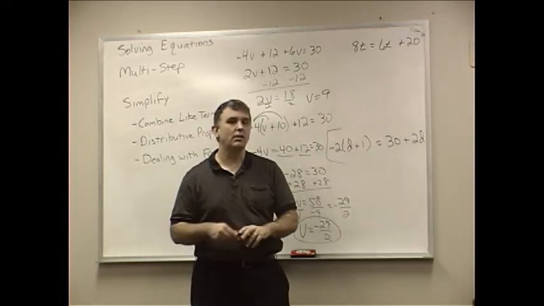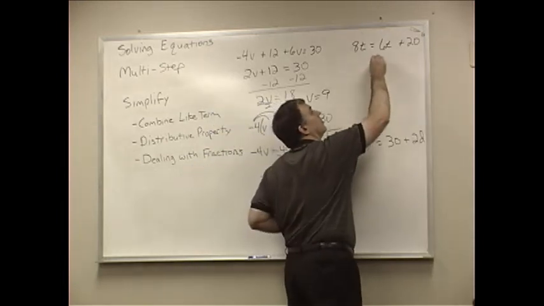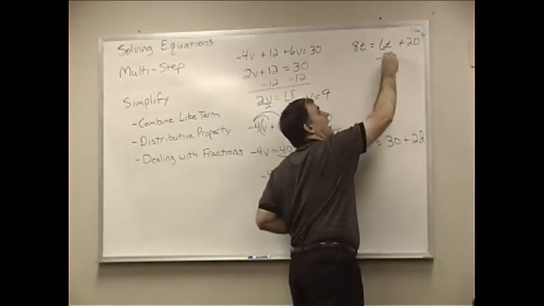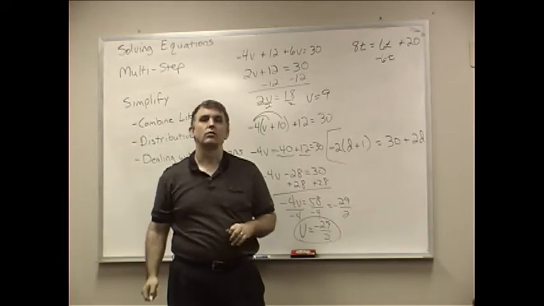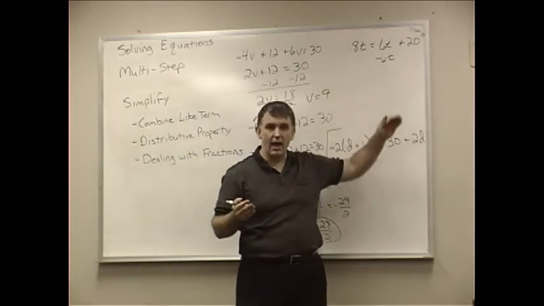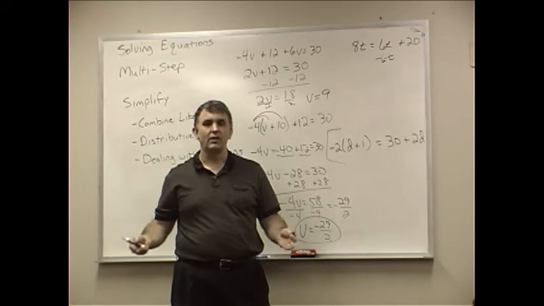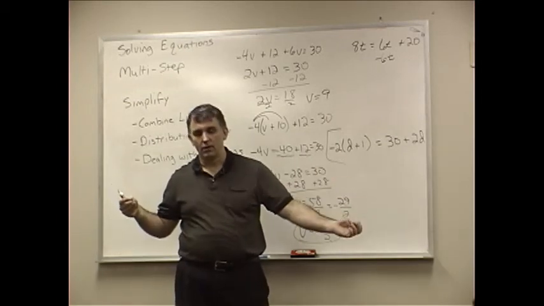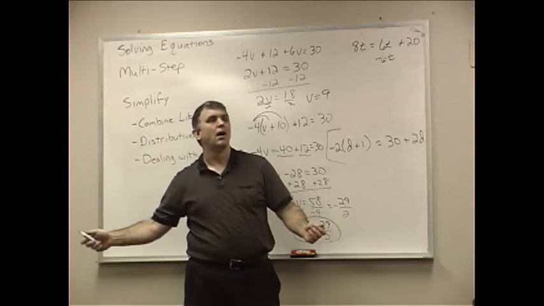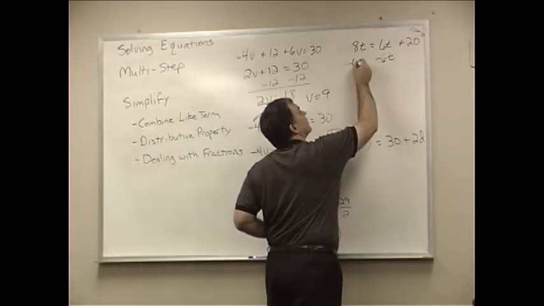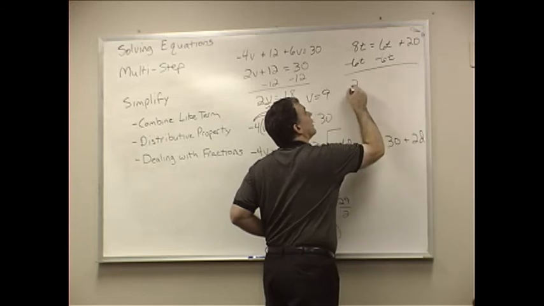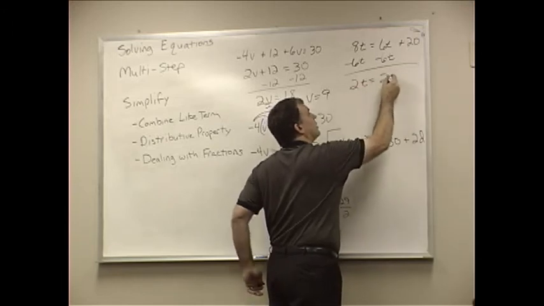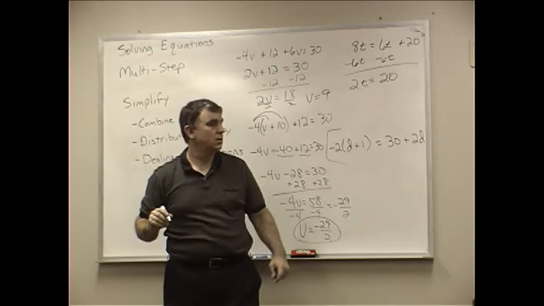How do you completely eliminate something? You completely eliminate something with adding and subtracting. So if I take 6t away, 6t minus 6t is 0. It cancels it out completely. Whatever you do to one side, you have to do to the other side. So minus 6t. That's going to leave me with 2t equals 20.